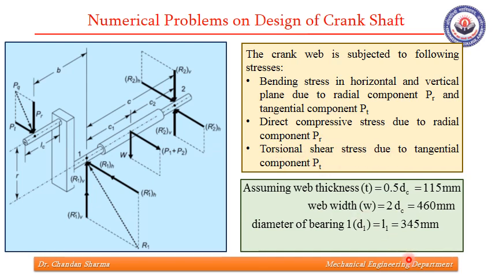Again, we'll follow the same strategy. We'll assume the web thickness and web width in terms of DC, that is the diameter of the crank pin, and we'll take the diameter of bearing 1 as equal to L1, the length of the bearing. So L1 by D1 is 345 mm. Then we'll check for induced stresses. If the stresses are within the permissible limits, our dimensions are safe.